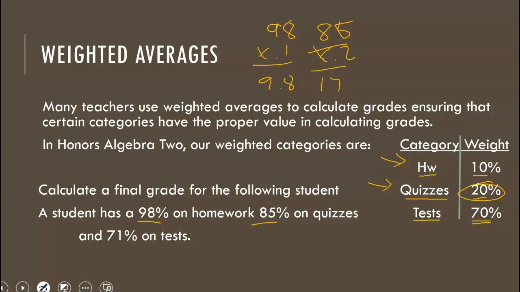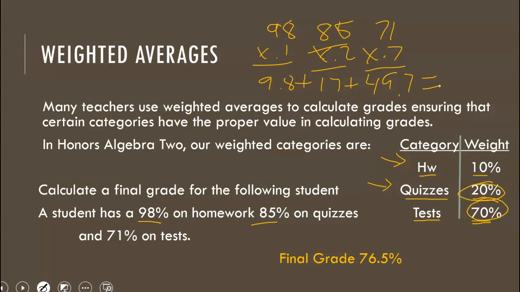If we take a look at their last category, which is their tests, we would take 71 times 0.7. So I have a 71%. I'd multiply that times 0.7 because it's worth 70% of their grade, and that's 49.7. If they had 100% on all of their tests, they would get 70 points from their tests. Well, they only have a 71% on their tests, which means instead of 70 points, they get 49.7 points. And then if I add all of these values together, it would calculate their final grade. In this case, their final grade is going to be a 76.5%.